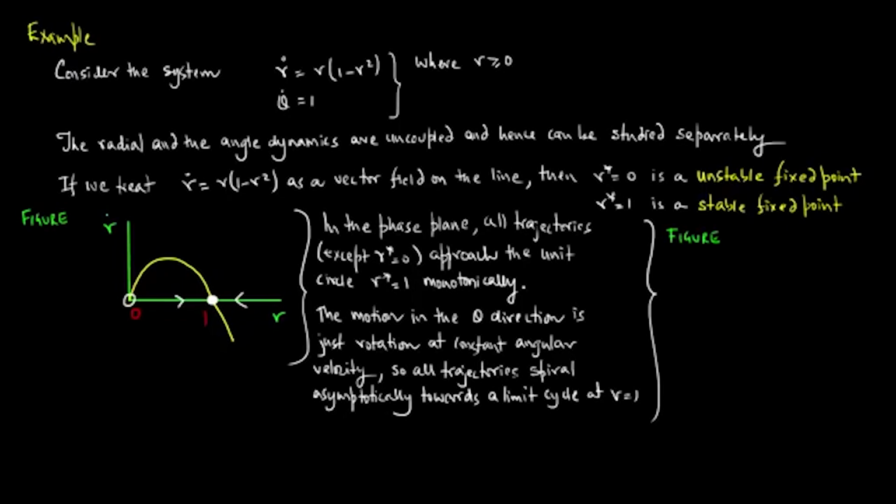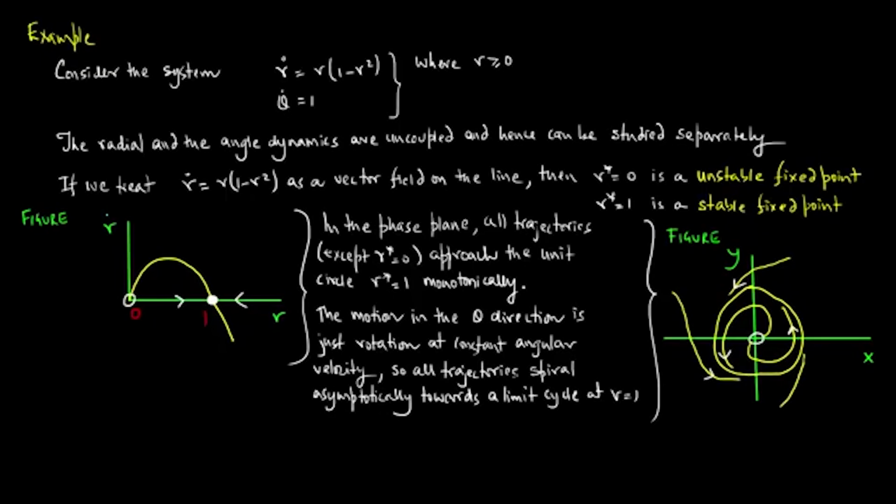So let's visualize this again through a figure. We have a limit cycle. We have the unstable fixed point at 0. And note in the limit cycle that nearby trajectories are actually approaching the limit cycle.